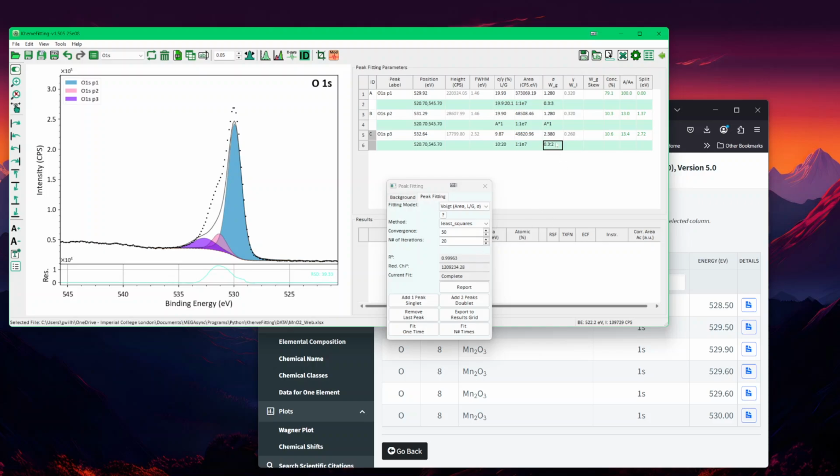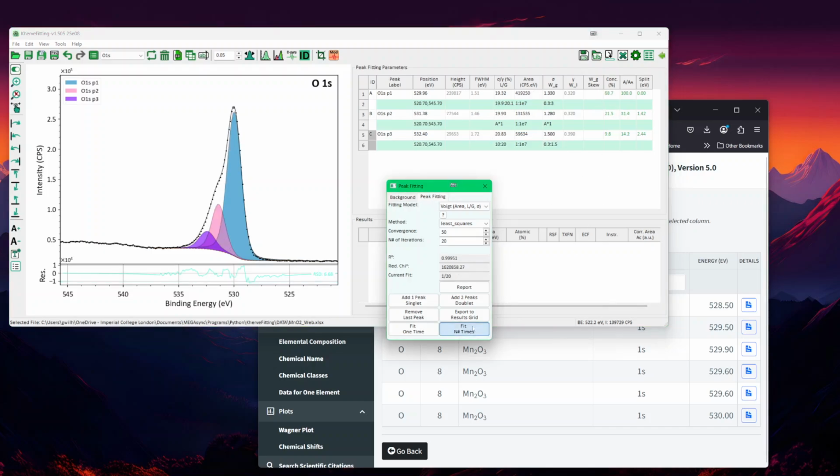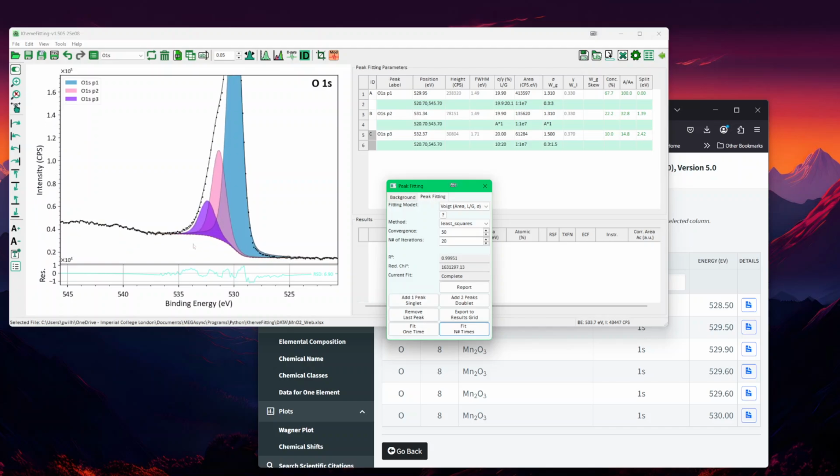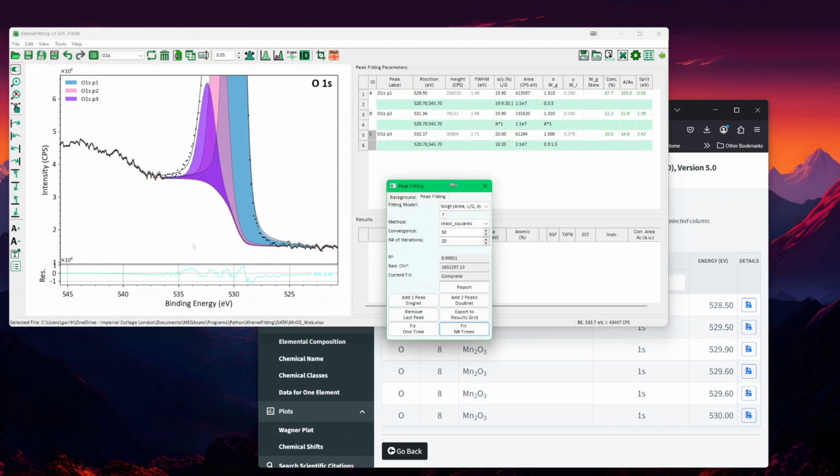Sorry, 1.5 of Gaussians. That should give something like 1.8 maybe. And now it starts making more sense. It's still not perfect, but this is a good start.